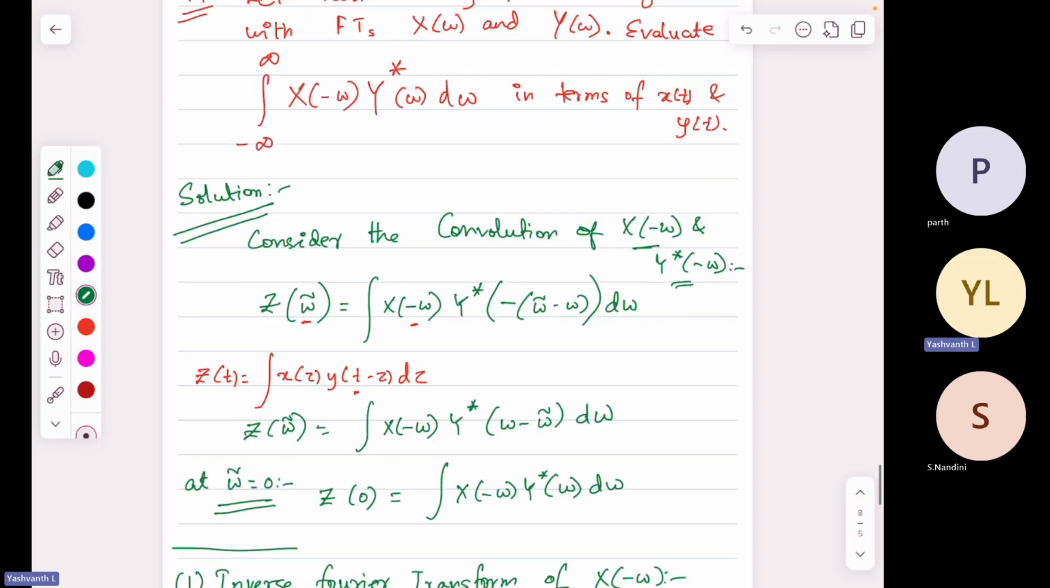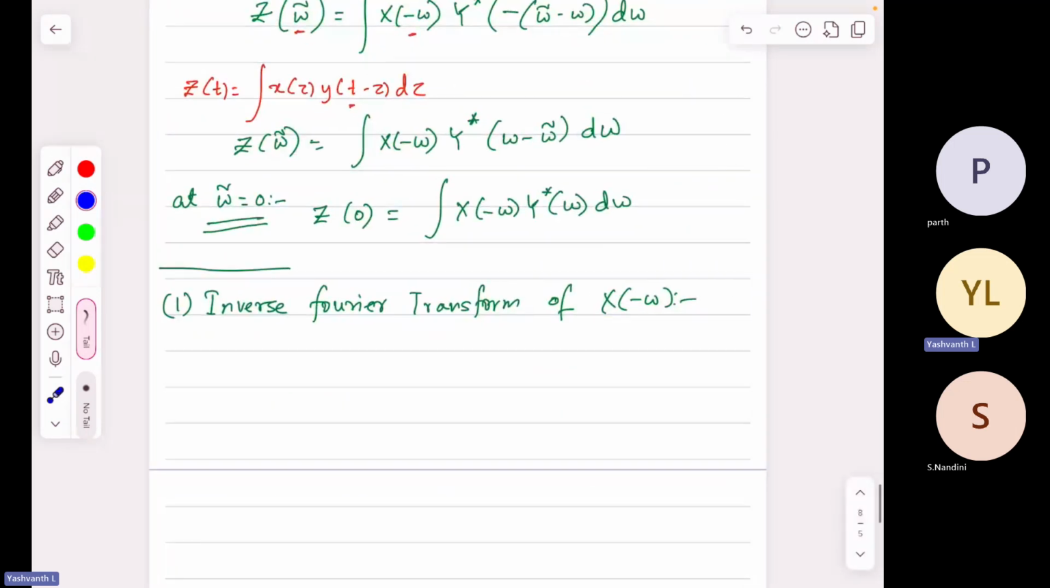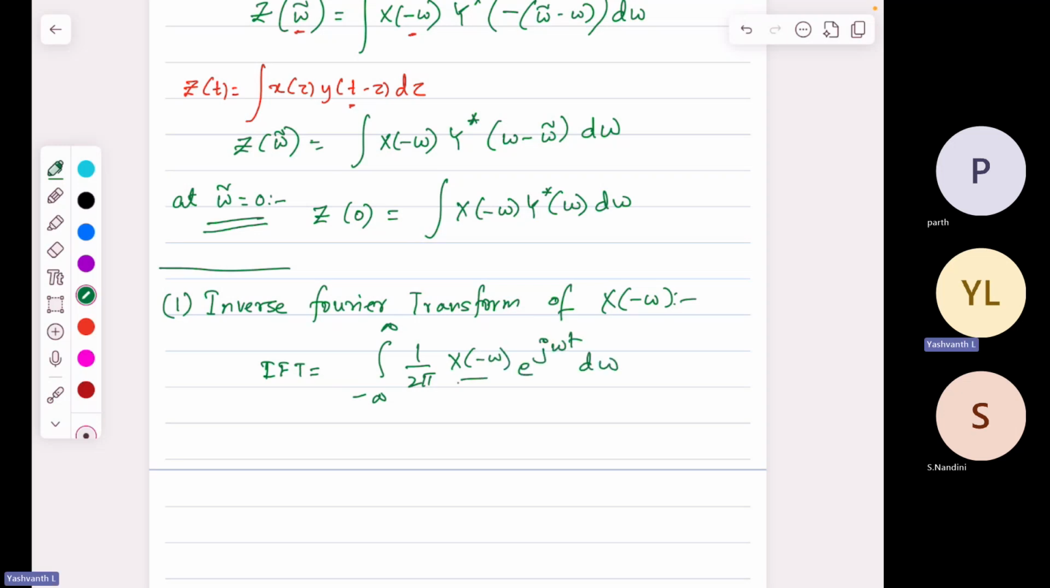Okay, what is the given question? The given question is that X of omega is the Fourier transform of x of t, and Y of omega is the Fourier transform of y of t. We'll use this to find the inverse Fourier transform of capital X of minus omega. So what is the inverse Fourier transform? It is nothing but the integral from minus infinity to plus infinity of 1 by 2 pi, X of minus omega. This is what I need to find out. Whatever is the value, this is the inverse Fourier transform.